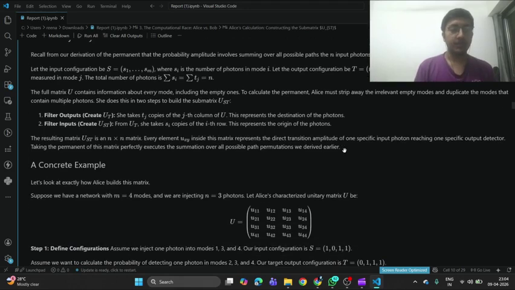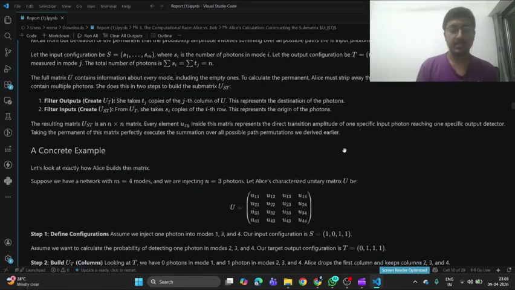Now, given the full matrix U, what Alice does first is filter only the relevant outputs. She does this by taking tj copies of the jth column of the initial matrix U to get the resulting matrix UT. This matrix UT represents the destination of the photons. Then Alice applies the filter for the inputs. In this case, she takes the matrix UT and then takes Si copies of the ith row. This gives her the matrix UST, which represents the origin of the photons. Now, this resulting UST is the n cross n submatrix that we require to find the probability amplitude of this particular scattering event.